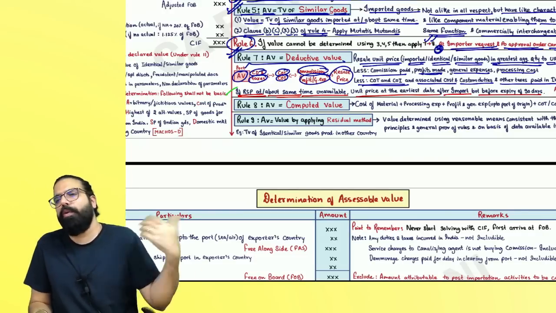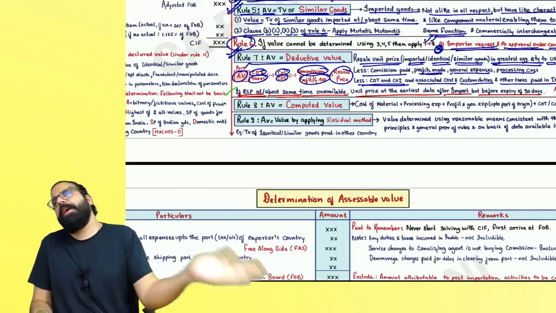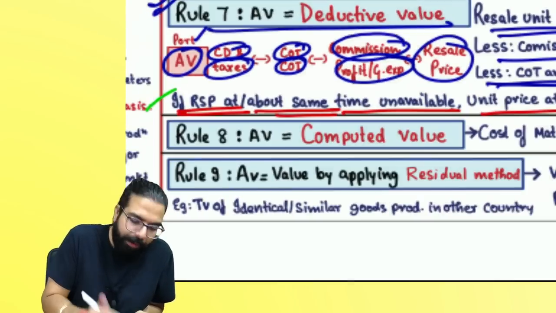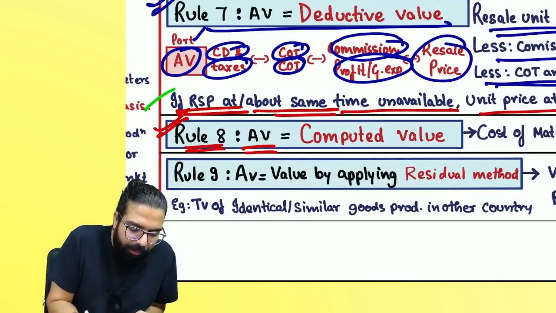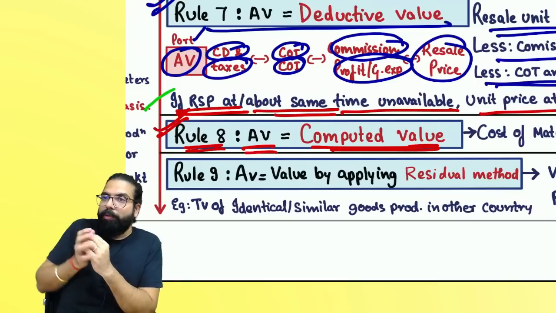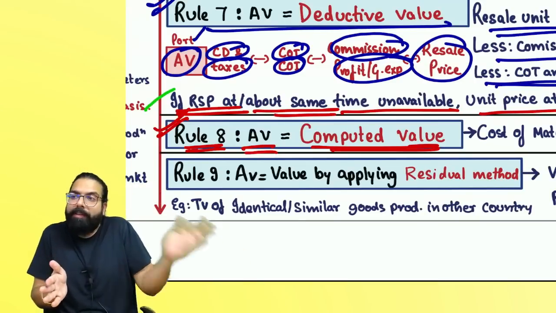90 days. Once the goods are sold in India, that price will be taken, reduced, and deductive value will be arrived at. The next one is rule number 8, the customs value will be the computed value. What do you mean by computed value? Deductive means the Indian resale price is deducted and the value arrived at.